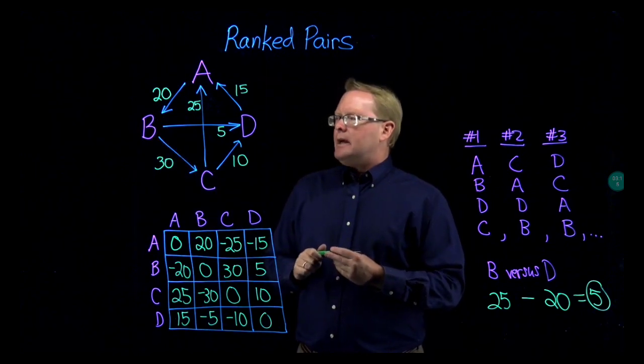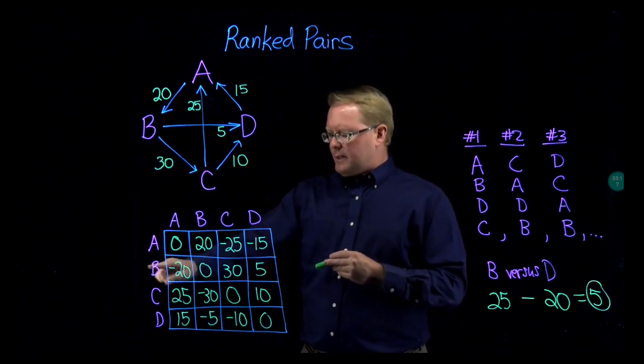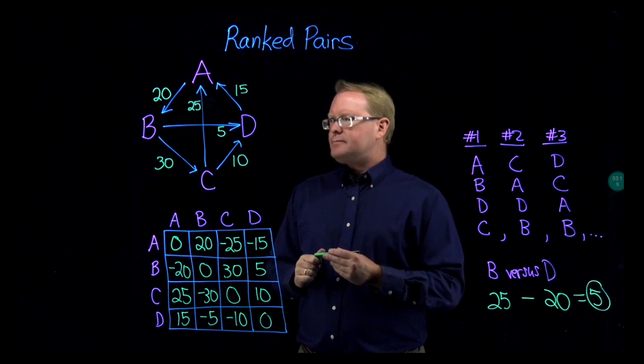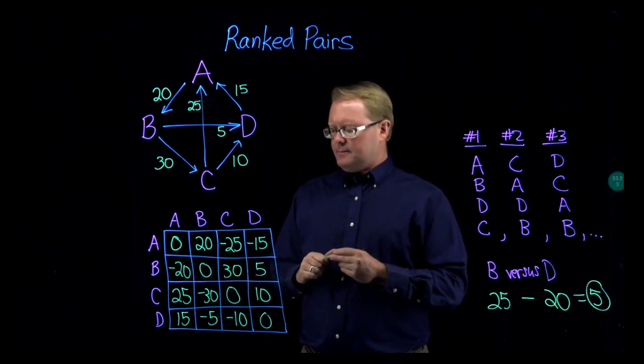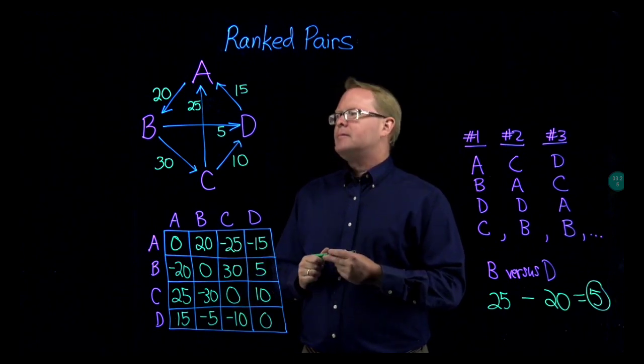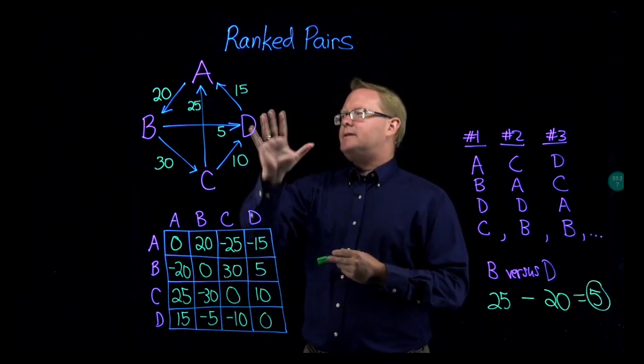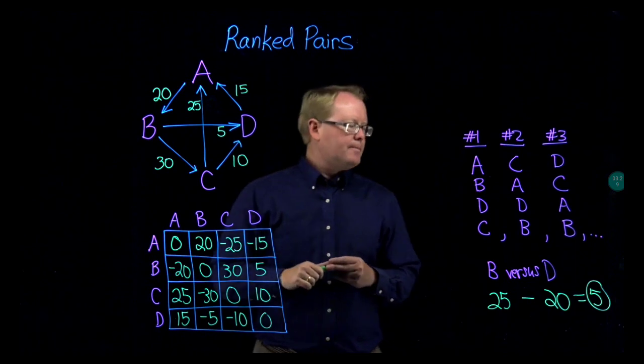by 20 votes. And then also B beats C by 30 votes, because we have a 30 right here, and so on. B beats D by 5 votes, because we have a 5 right there, and a minus 5 right there. Okay, so this is a nice way to look at the information as well.